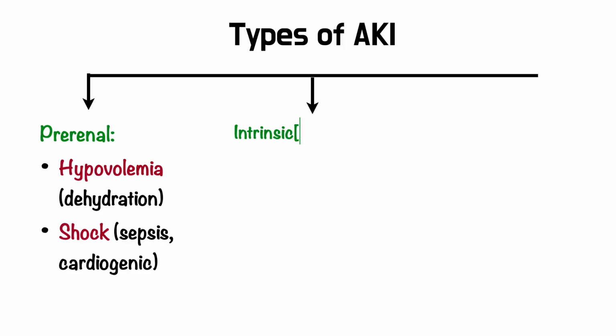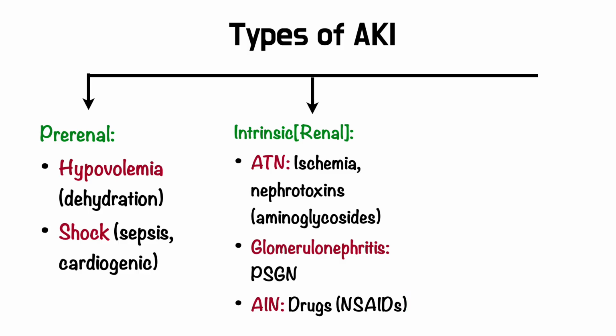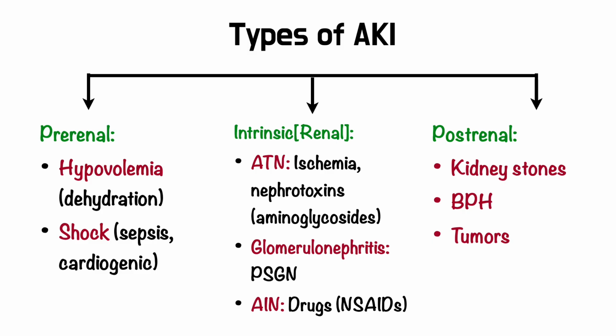And for renal or intrinsic AKI, there are three different reasons. ATN, that is acute tubular necrosis, that can be due to ischemia or nephrotoxins, as in drugs like aminoglycosides, and also glomerulonephritis, as in post-streptococcal glomerulonephritis, and acute interstitial nephritis when drugs like NSAIDs are used. So these are the reasons for intrinsic or renal AKI. For post-renal AKI, there are kidney stones. Obviously, these cause obstruction in the lumen, causing back pressure of the urine, right? So that will impact the glomerular filtration rate. So basically, kidney stones or benign prostatic hyperplasia or tumors can lead to post-renal AKI.